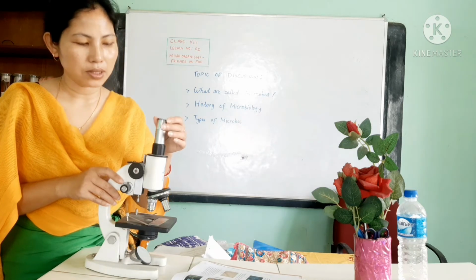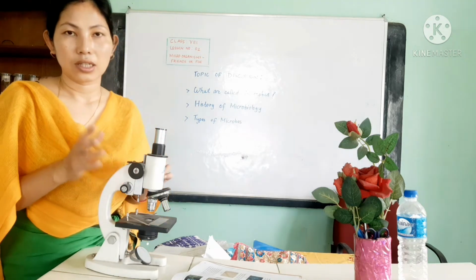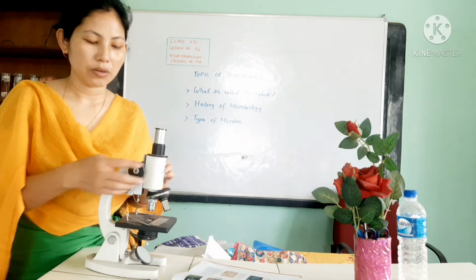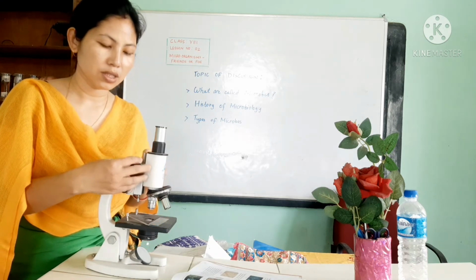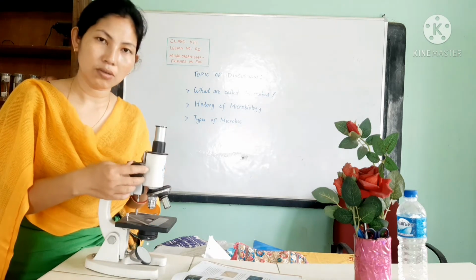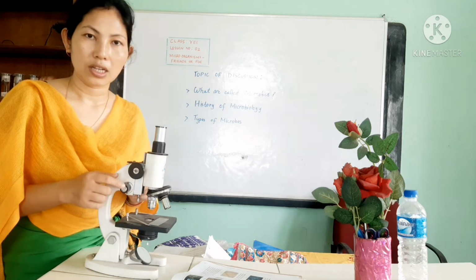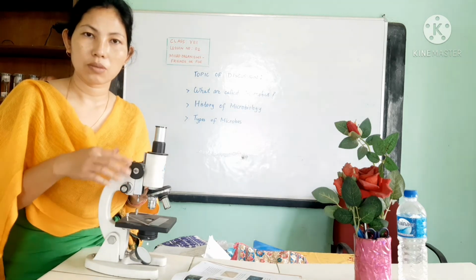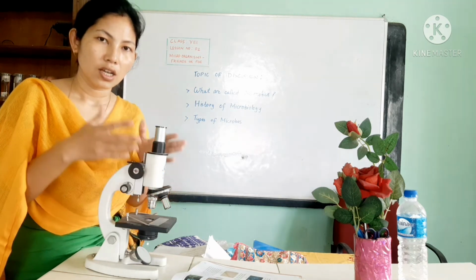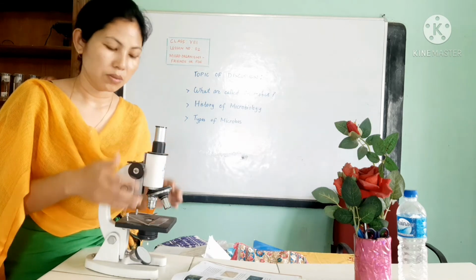This is the eyepiece. Apart from that, it has two adjustments by which we can adjust our specimen. This is the coarse adjustment, up and down, and this one is the fine adjustment. So with the coarse and fine adjustment we adjust our lens and see our specimen.